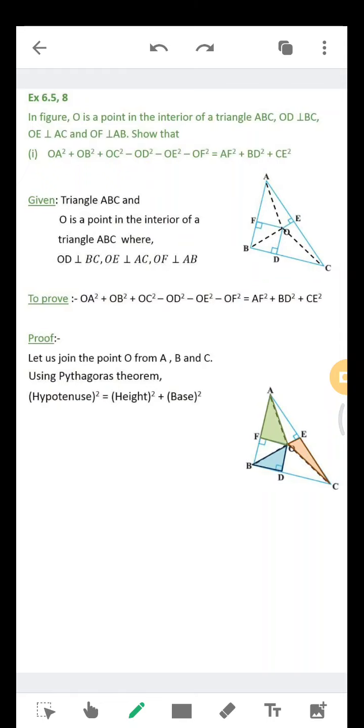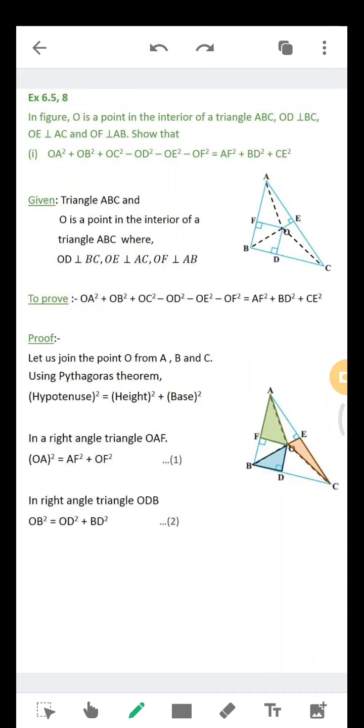Now in this triangle AFO, the green colored triangle, AO is the hypotenuse. So I can apply Pythagoras theorem to this triangle. So I get OA square is equal to AF square plus OF square. In the same way I'll apply Pythagoras theorem to the other triangle, that is triangle OBD. So in this OBD, OB is the hypotenuse, so OB square is equal to OD square plus BD square.